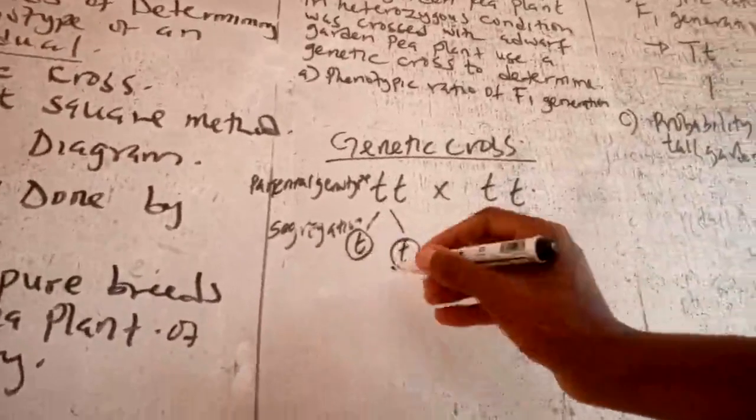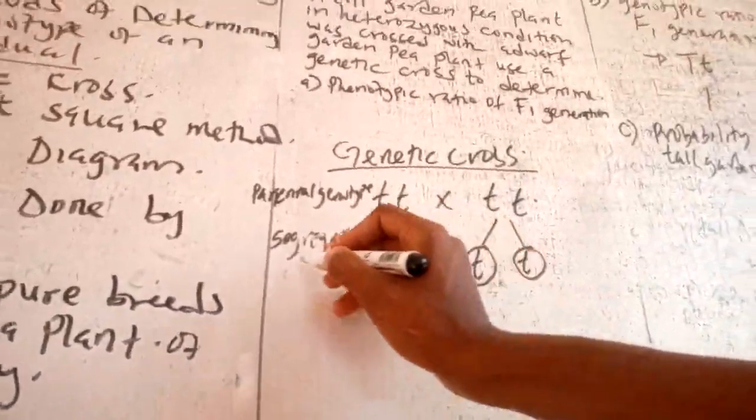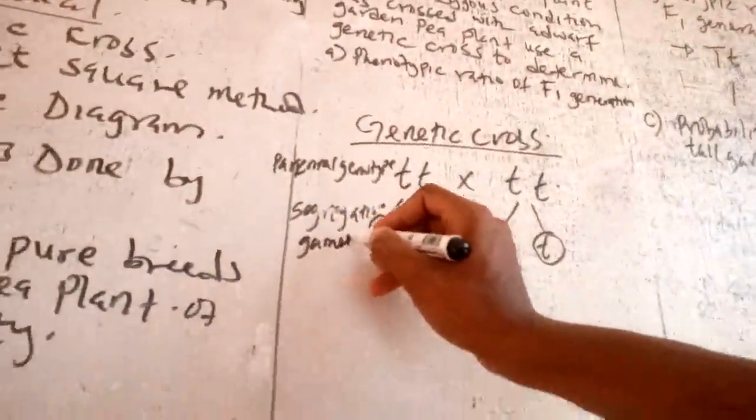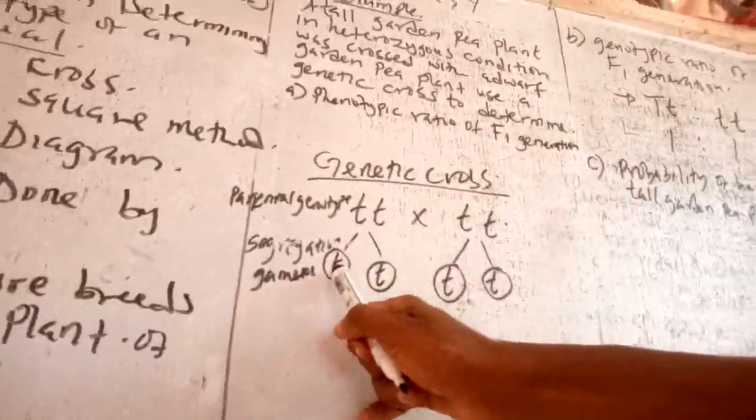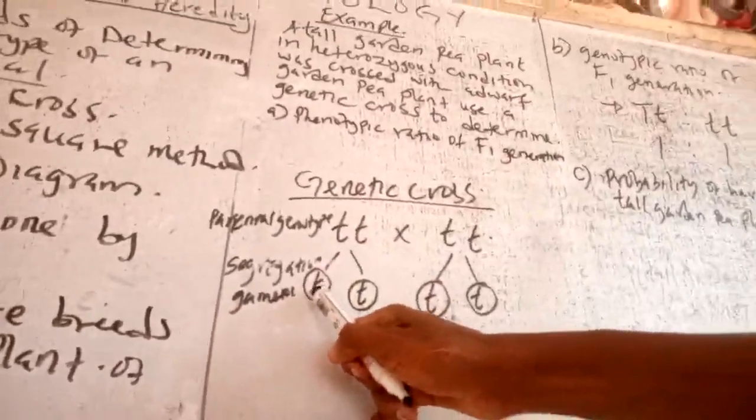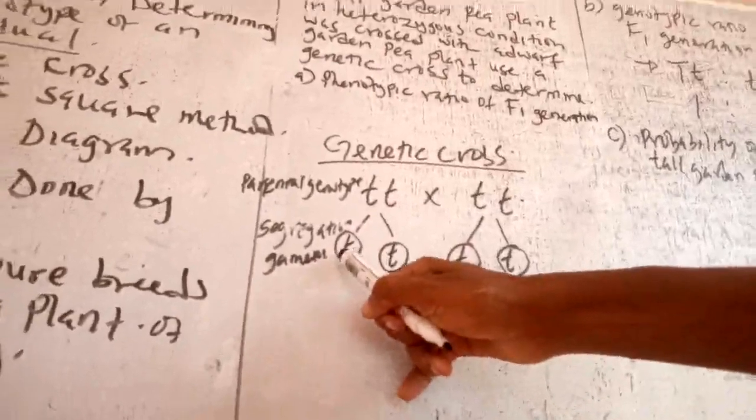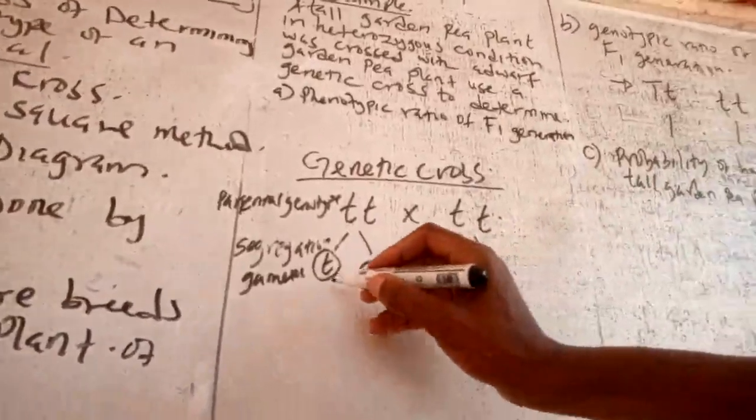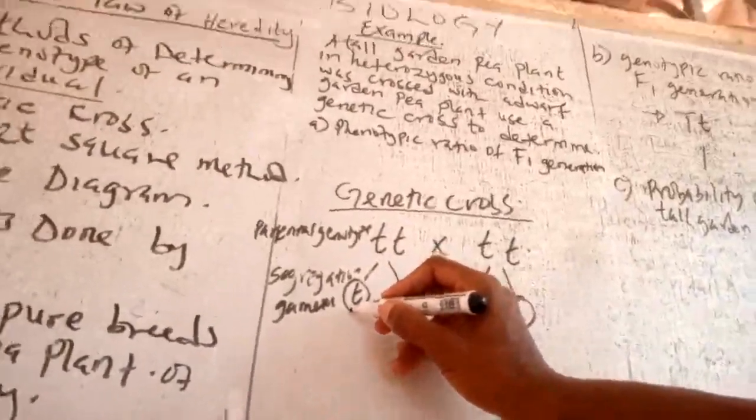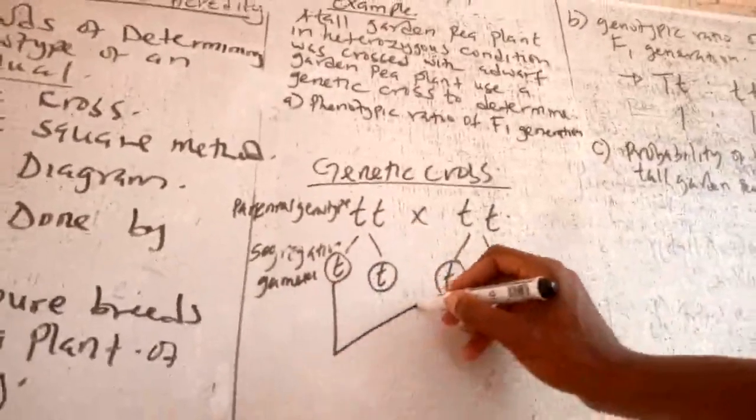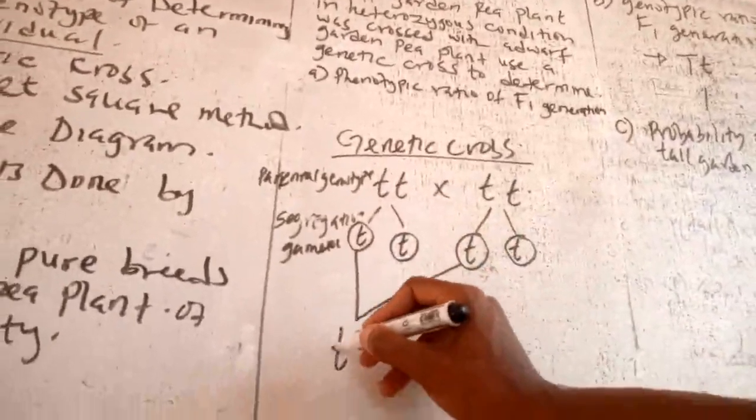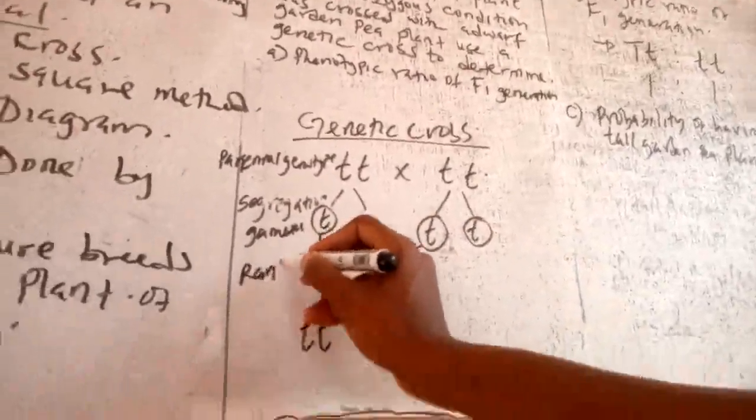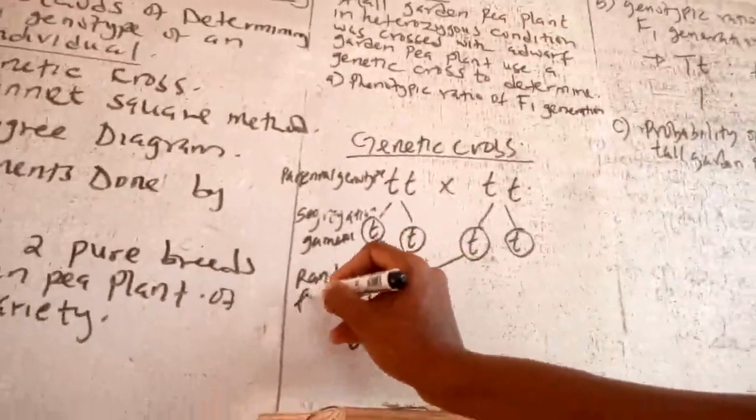After separation, these are gametes. The encircled ones represent gametes, and the gametes are supposed to be represented singly, one in each gamete. Therefore, you can see each and every circle has one small letter t. And there is random fusion, whereby this may fuse with this one, that is t.